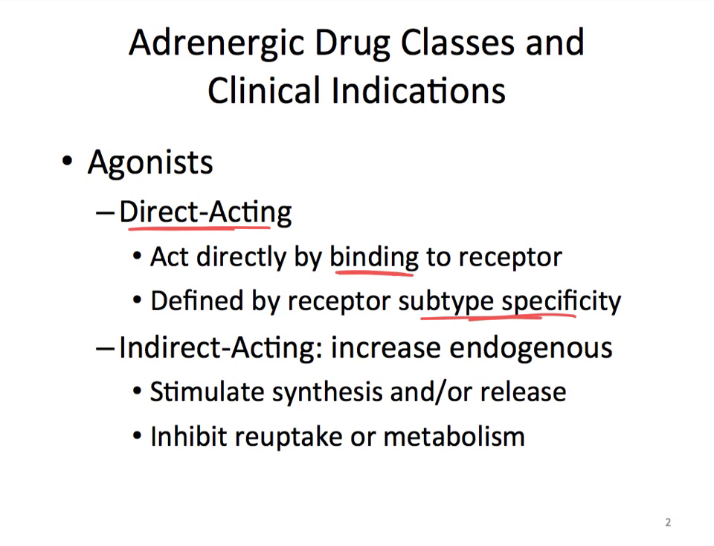And the others are the indirect acting agents, and basically an indirect acting agent is anything that will increase the endogenous neurotransmitter. And so I'm not going to define which one, it's norepinephrine or dopamine, increased locally, meaning within the synapse. And we can do this by either stimulating their synthesis and release, in some cases kicking it out of the granule, if you will.